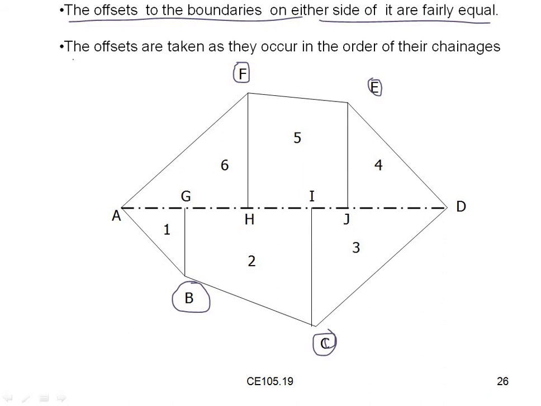So the offsets are taken as they occur in the order of their chain edges. So where is the chain edge here? The AD is the chain edge line. So from A to G, you measure the length. Then again, keeping the cross staff at G point, bisect the point at B point. Then it will become a right angle triangle.